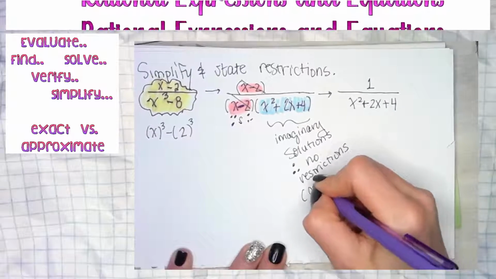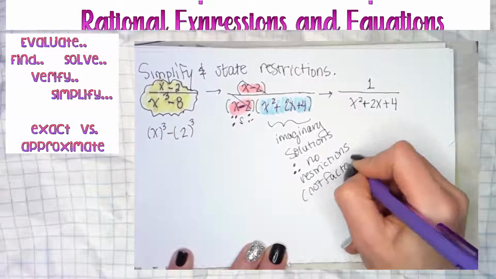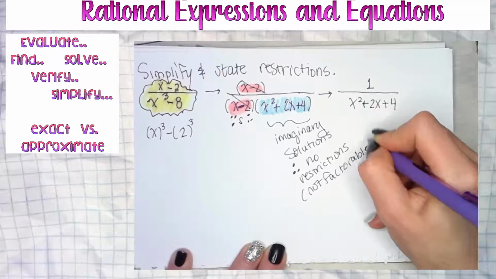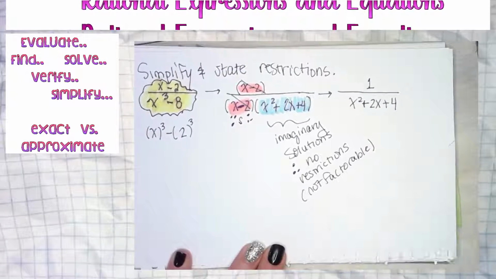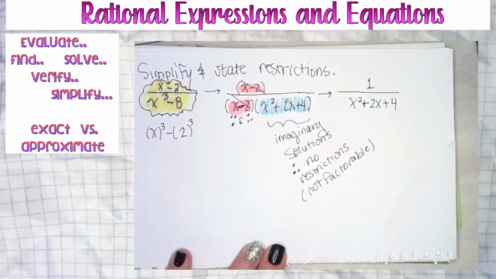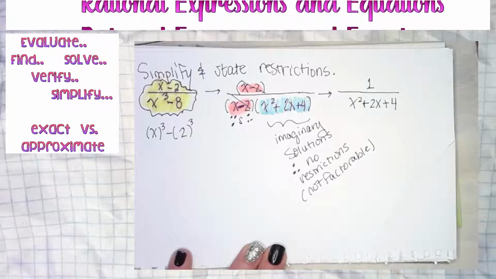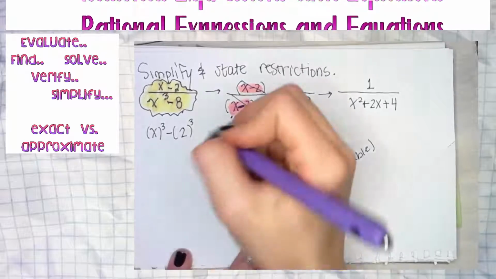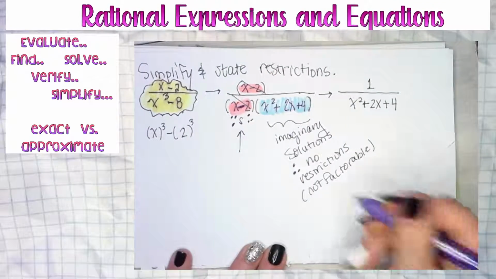And then also I'm going to write not factorable. All right, just because something is not factorable though, okay, does not mean there's no restrictions. They're not synonymous. They don't go together. We'll talk more about that later. But this right here does give us restrictions.